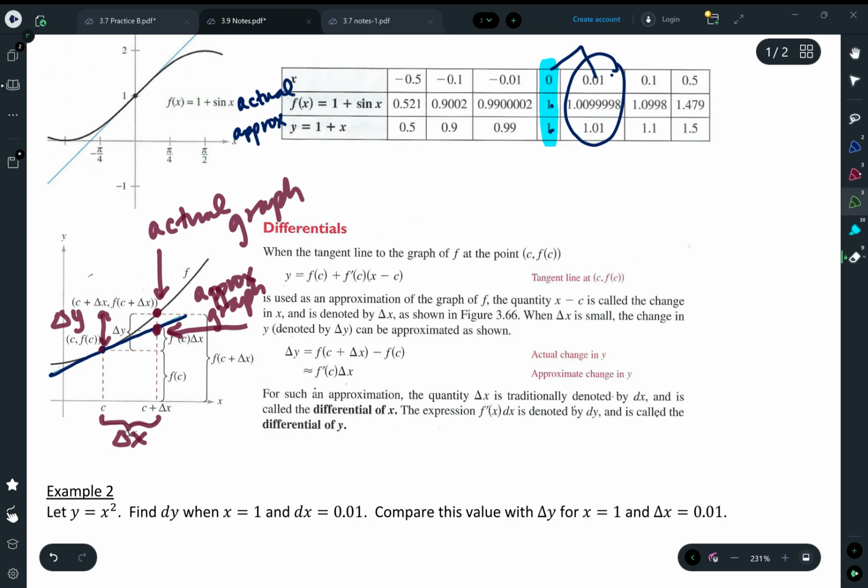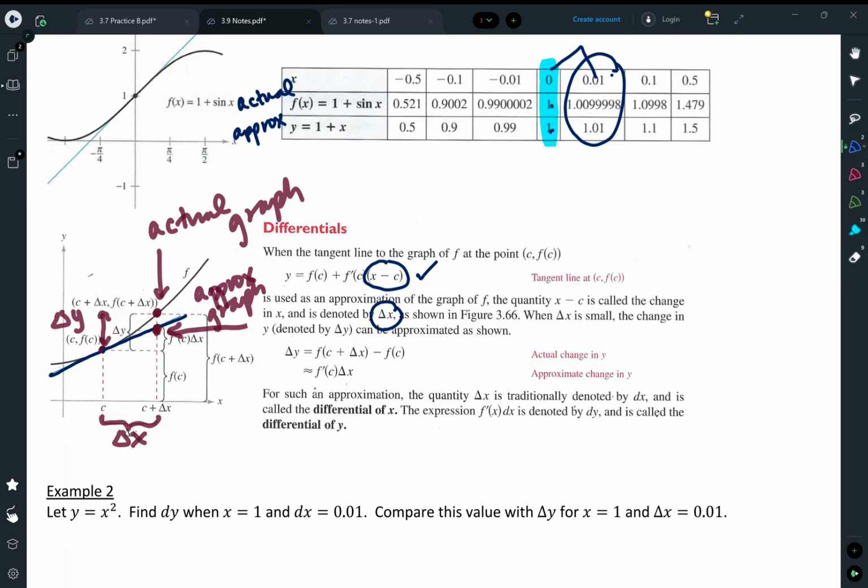So this is what we had up above. We all agreed this was how we wrote the tangent line. And this is used to approximate the graph of f. The quantity x minus c is called the change in x. So x minus c is that difference that we have from our original graph.